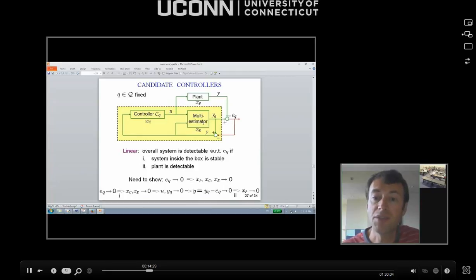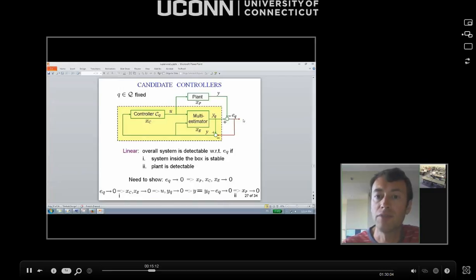One is that the system inside the box is stable, and second, the plant is detectable. So in other words, and this is an important observation that's the starting point for more advanced results along these lines, rather than working with the property that the controller should provide something for the overall closed-loop system, which is hard to characterize because the plant is uncertain, we're breaking it up into two properties. One is that the controller should stabilize the multi-estimator, which is a more reasonable thing to study because the multi-estimator is known, the system that we designed. And the second property is that the plant should be detectable.